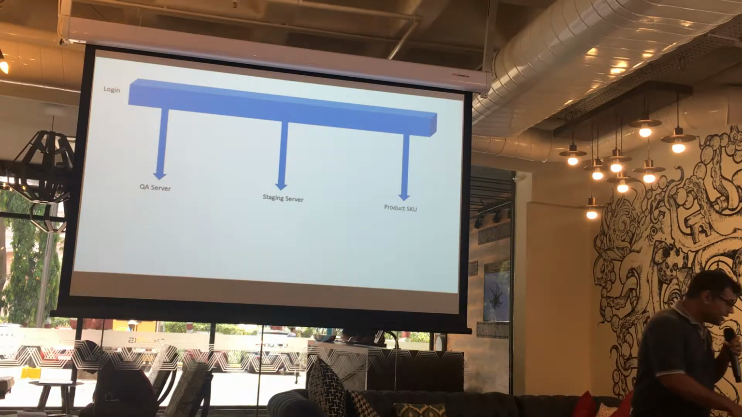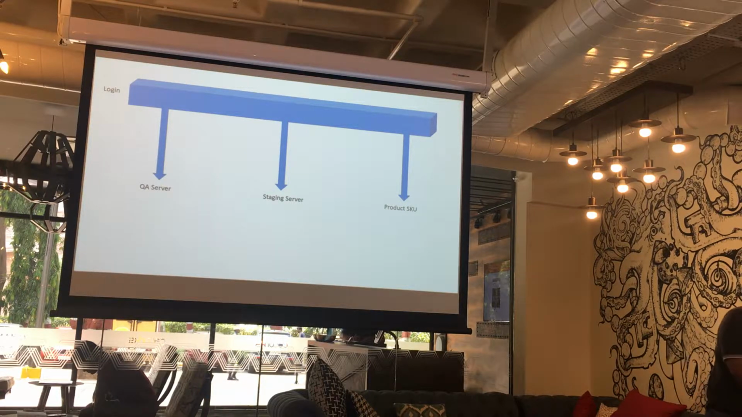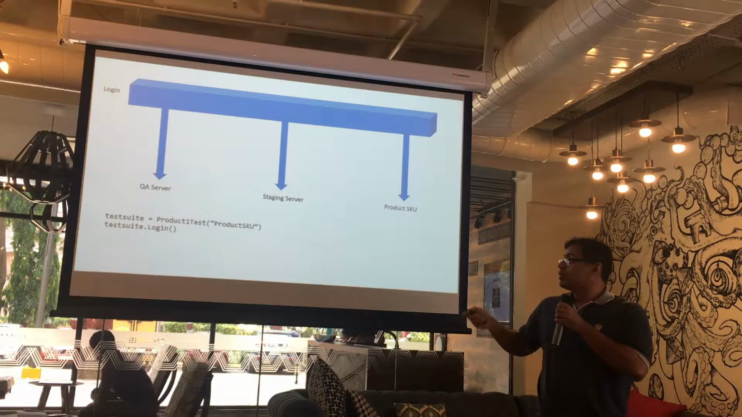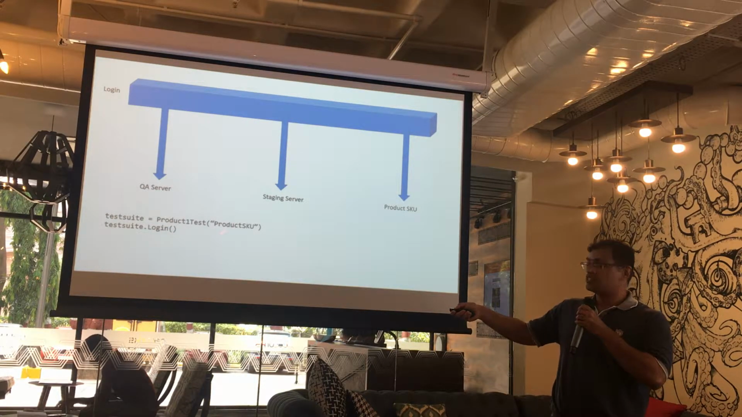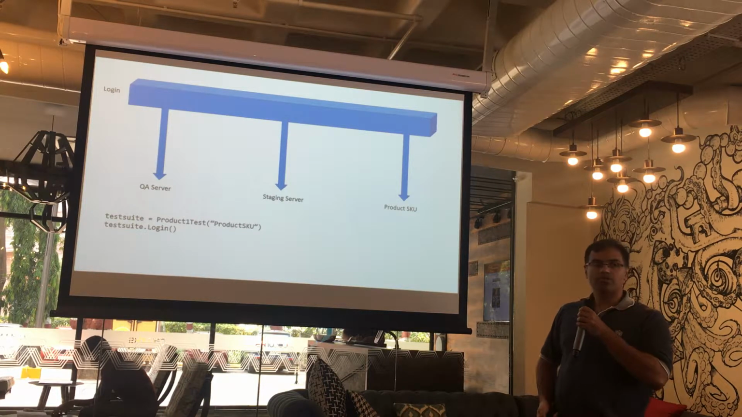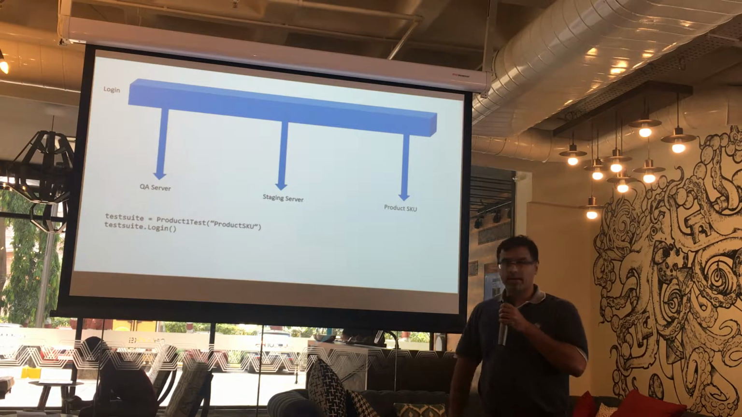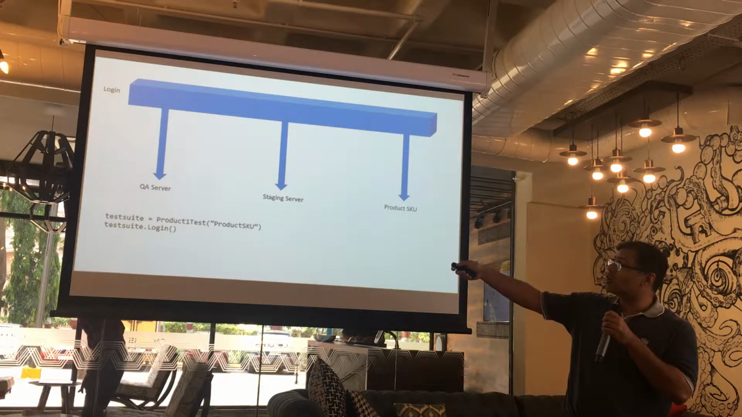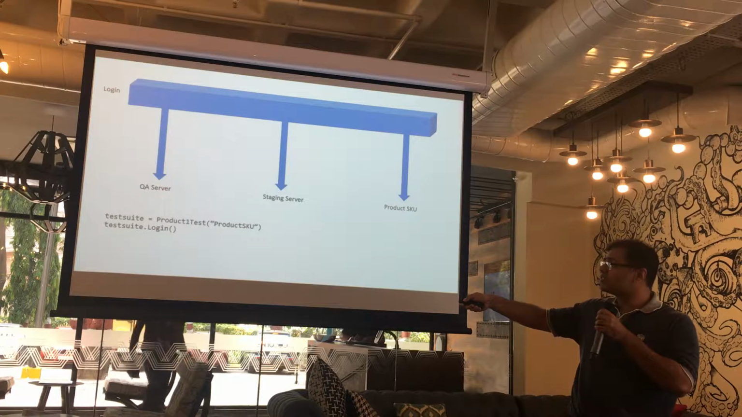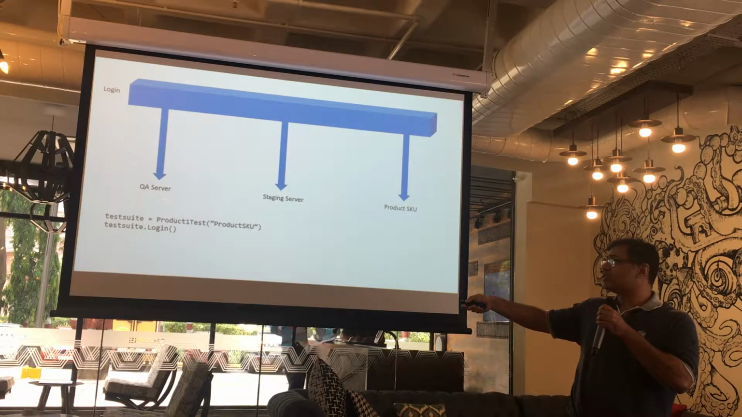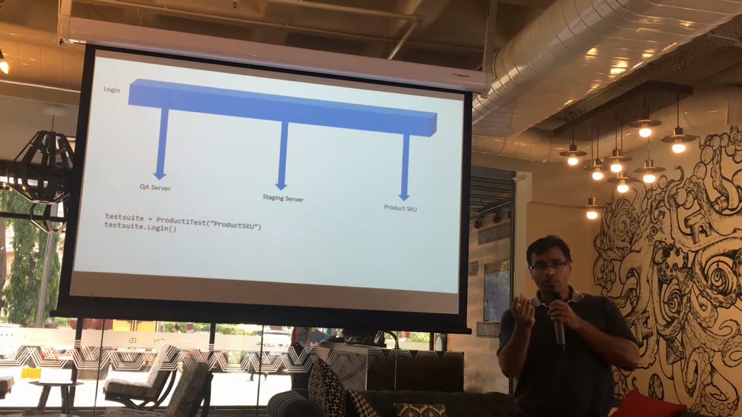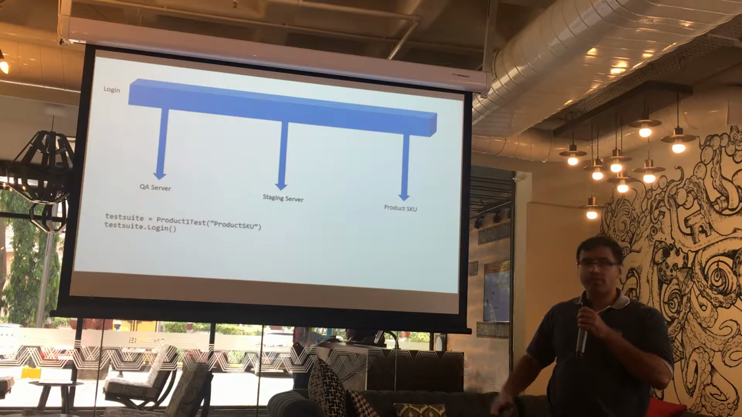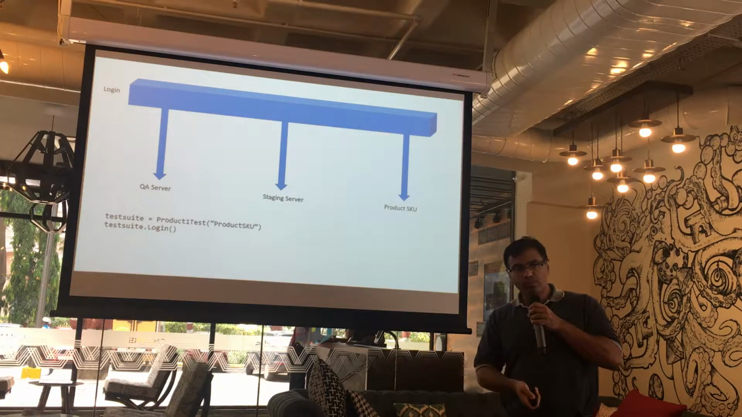And with the chain of responsibility, you start writing your test case this way. Test suite is equal to product one test. Now that's your test suite. You initialize it with, say, product SKU, and then you call login. What happens when you do this? When you call login, it goes to QA server, and asks, are you responsible for it? So I will now pass my object, the test suite object, to QA server, and ask him, can you check whether you're responsible for this?